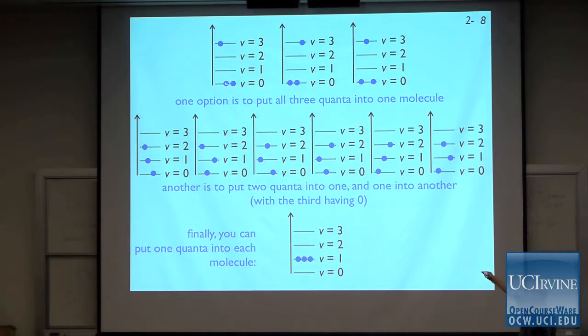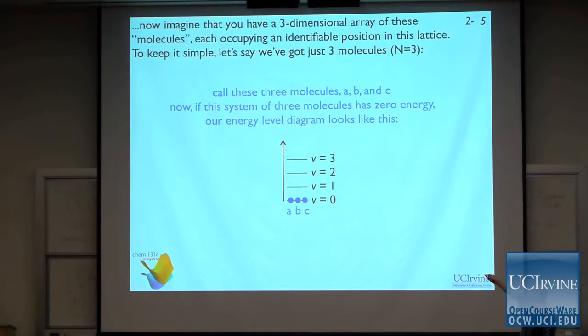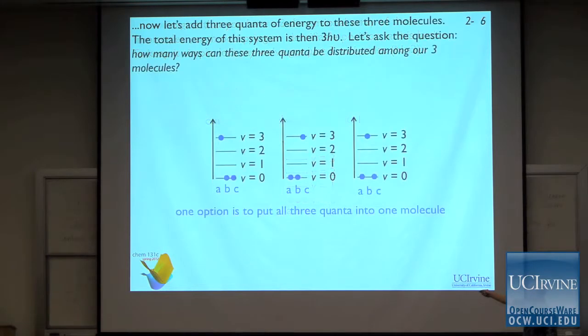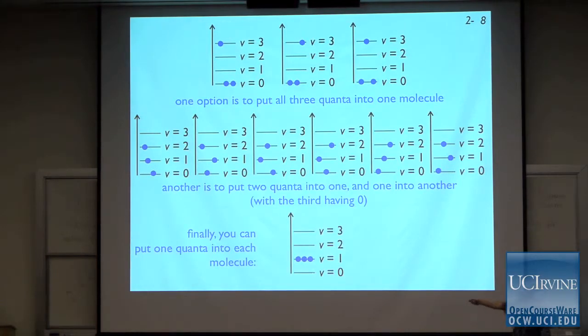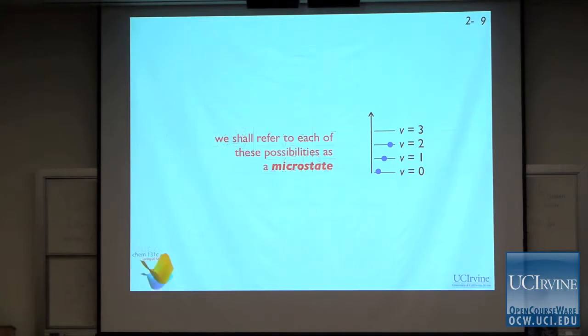Now notice, I'm not labeling these molecules anymore. Here they were labeled A, B, and C, but I'm going to get rid of that because I'm lazy. But don't be confused, I'm always talking about 3 molecules here. Somebody sent me an email and asked me about that. It's a good question. A, B, and C are still here. Okay, we're going to call each one of these a microstate.